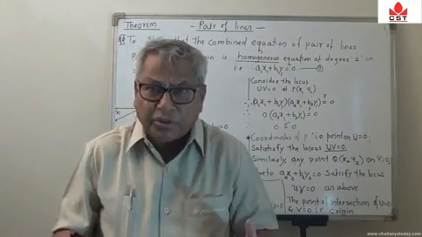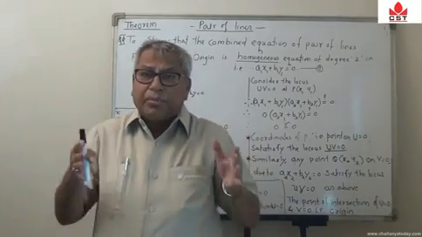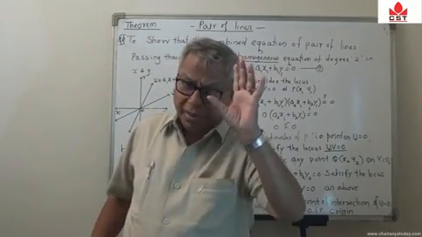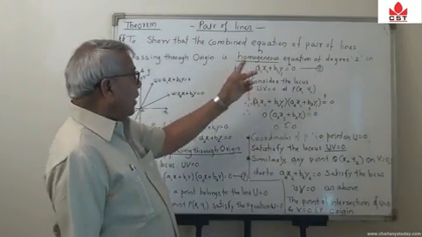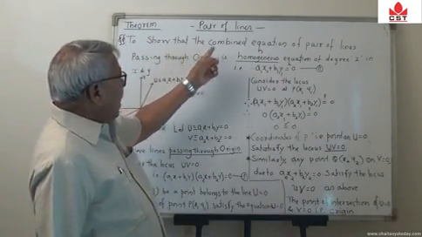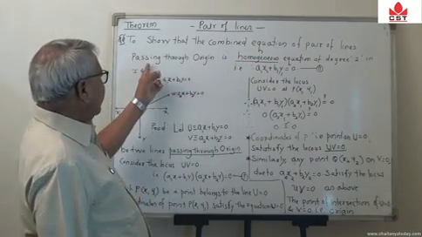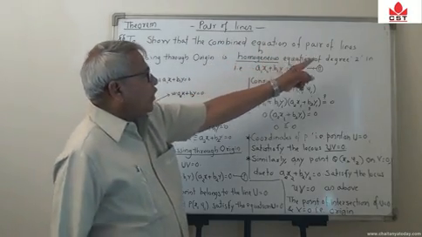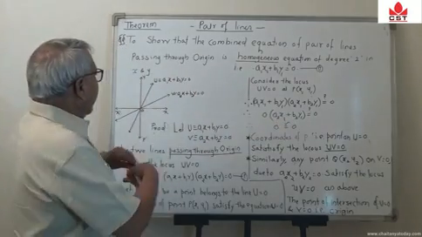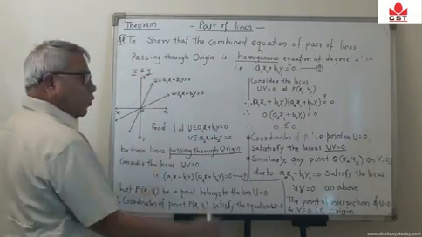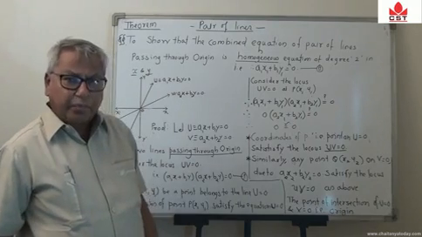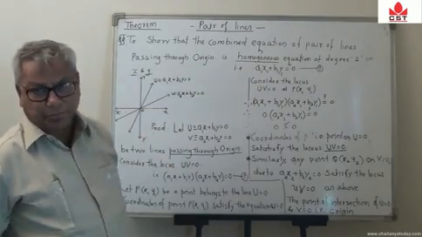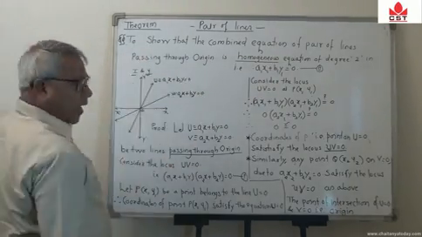When in the equation the degree of each term is the same, then it is called a homogeneous equation of that degree. Whatever the degree, we want to show that the combined equation of a pair of lines passing through origin is a homogeneous equation of degree 2 in x and y. That means there are two variables x and y and the power of every term is 2. Listen here now, the theorem that I am going to give the proof.